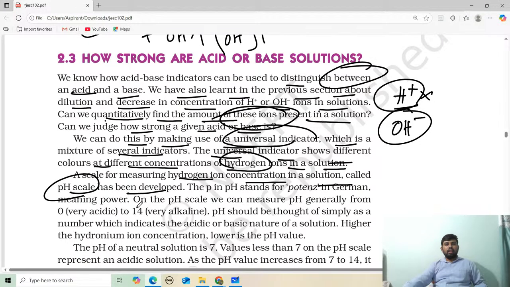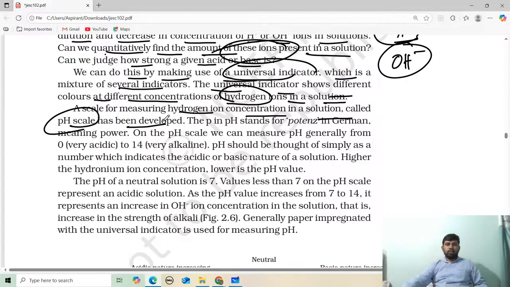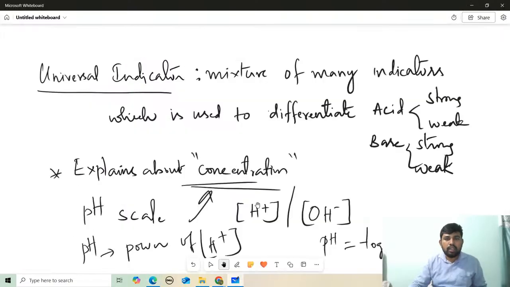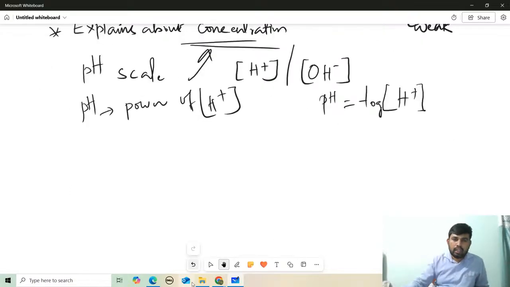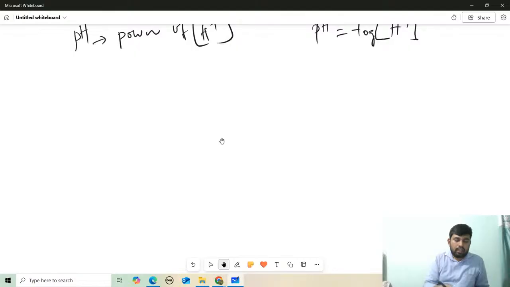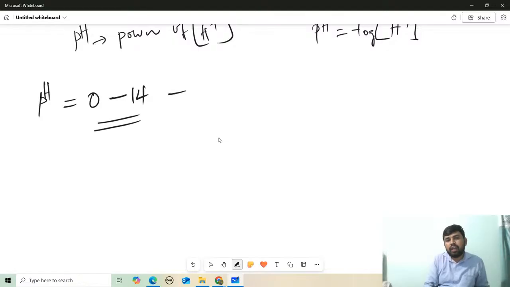Now see, they say that a scale for measuring hydrogen ion concentration in a solution called the pH scale has been developed. The P in pH stands for potenz in German, meaning power. On the pH scale, we can measure pH generally from 0 to 14. So why is it 0 to 14? This question should arise in your mind. They are saying pH lies between 0 to 14. What is the question? Why is it 0 to 14 only?